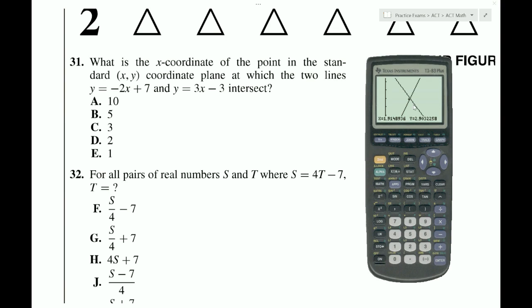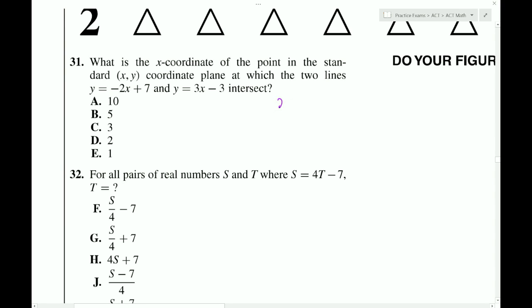So that gives us a nice picture, and now we can do second calculate, and we go to intersect, which is 5. So first line, yes. Second line, yes. Enter. And it finds it for us: 2, 3. So 2, 3 is our point, x, y. And they want to know the x-coordinate, which is 2.